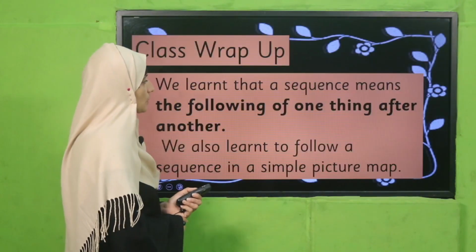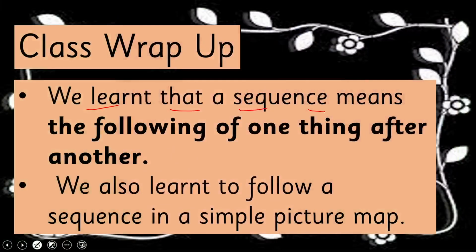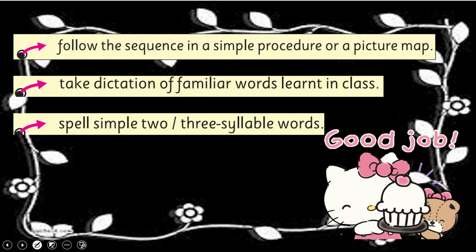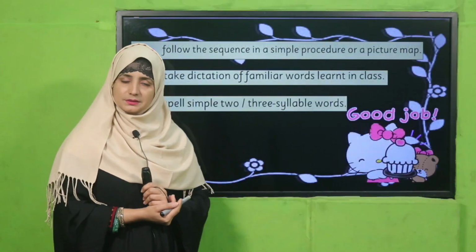Okay. So what have we learned? We learned that a sequence means the following of one thing after another. We also learned to follow a sequence in a simple picture map. In this way, we have covered this SLO.